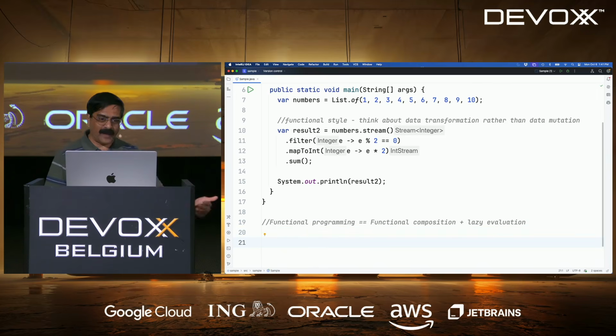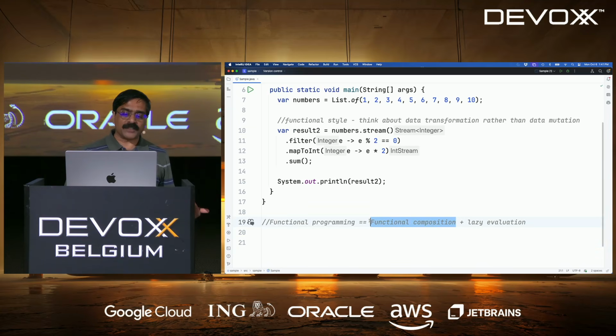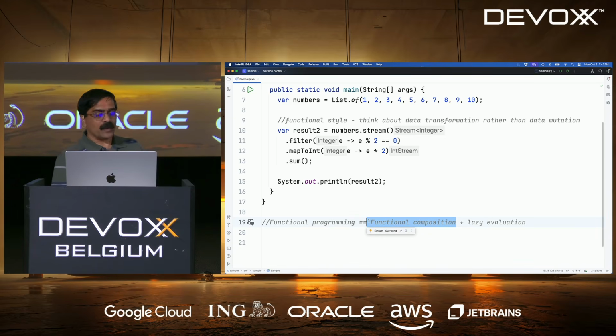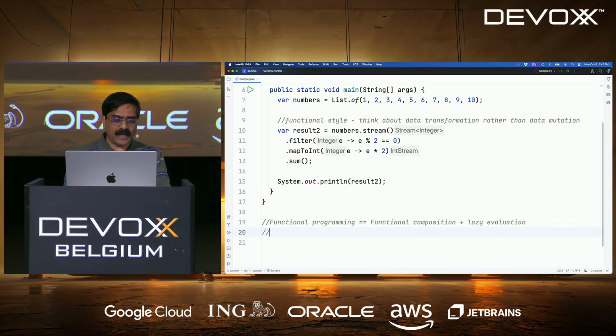Languages like Ruby and JavaScript, for example, give you function composition quite a bit, but they don't give you lazy evaluation. However, lazy evaluation is extremely important for us to be able to do functional programming. But why is that? The reason is, functional programming in general relies on lazy evaluation for efficiency.